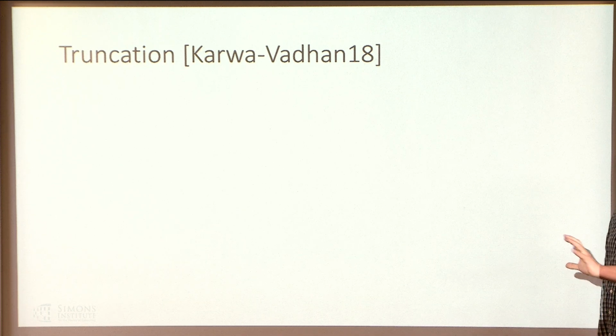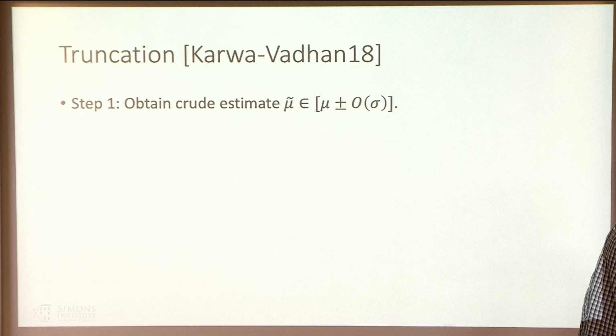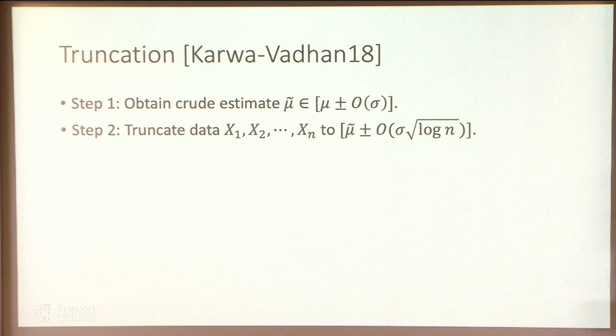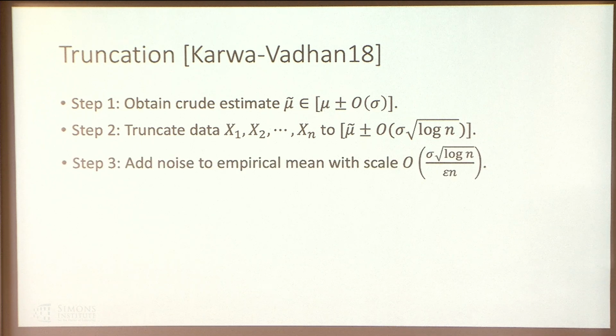So Vishesh talked about this in more detail, but the one suggestion is truncation. So you first obtain some crude estimate of the mean, just within a couple of standard deviations. Then you truncate the data to some interval, and now you have finite sensitivity, and then you can add noise to that.